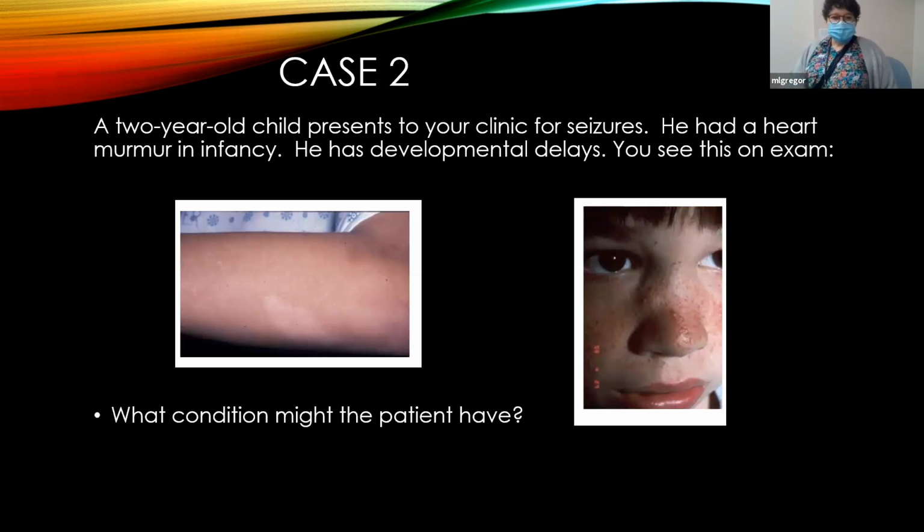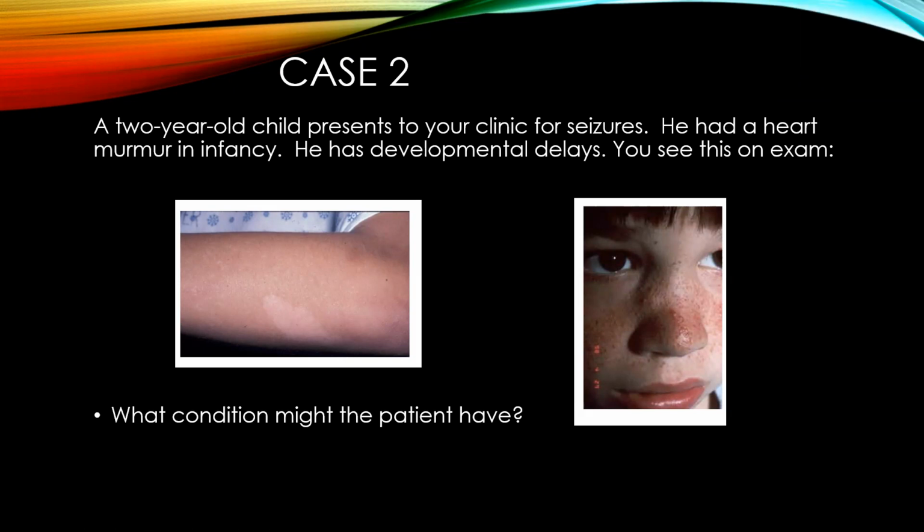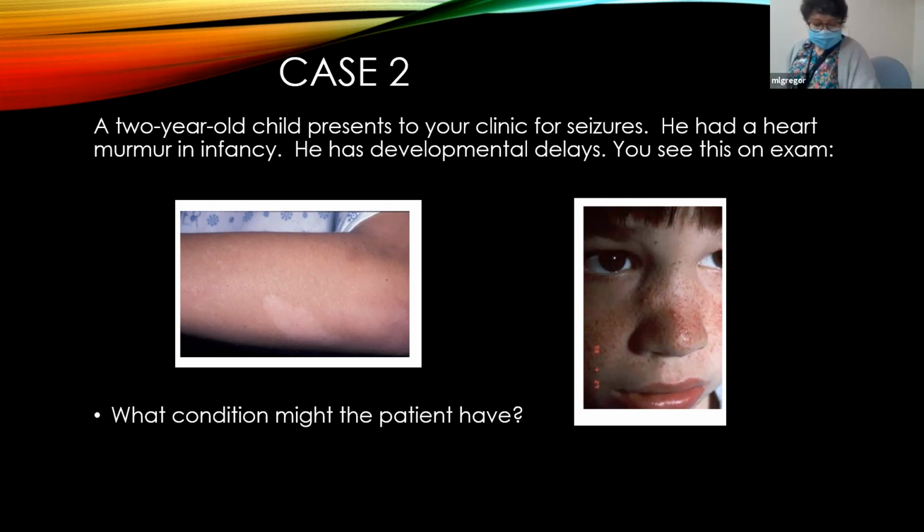So you have a 2-year-old that comes into the clinic. They have seizures. On history, they had a heart murmur that was detected in infancy. The child has developmental delays, and you're looking at them and you see this on exam. So what do you see? Yeah, your ash leaf spot and your sebaceous adenomas.